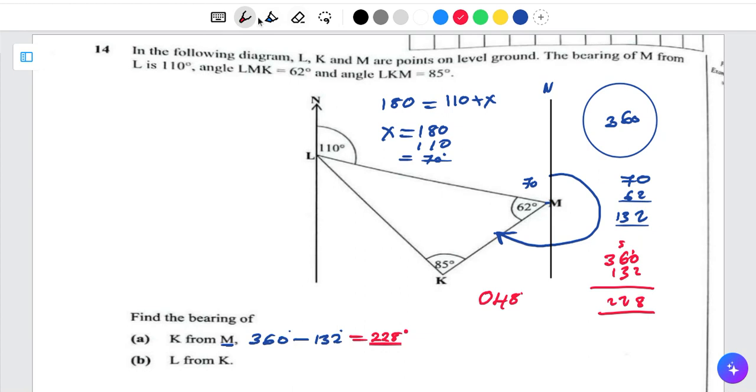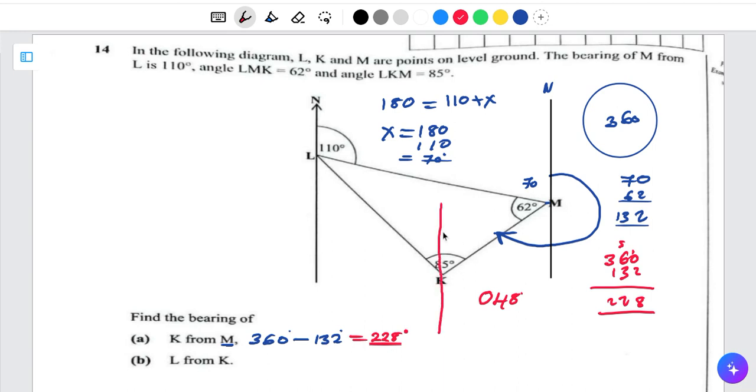So one thing that you need to know is that this is 70 and this is 110. So we can easily find the angle inside here.